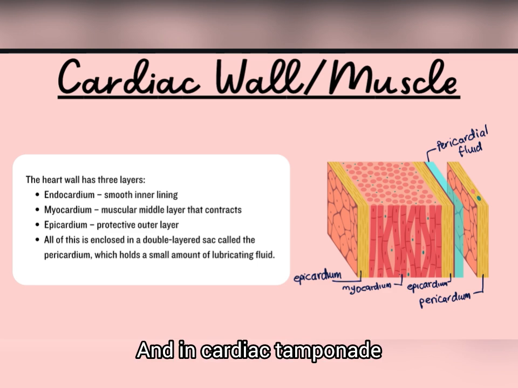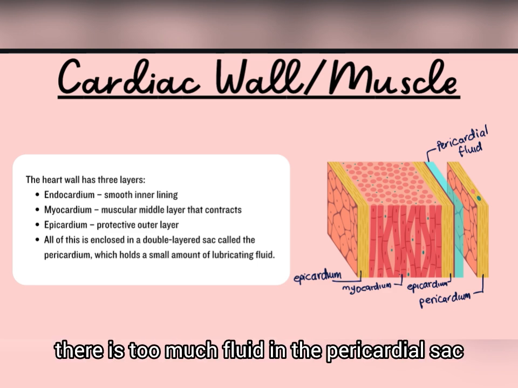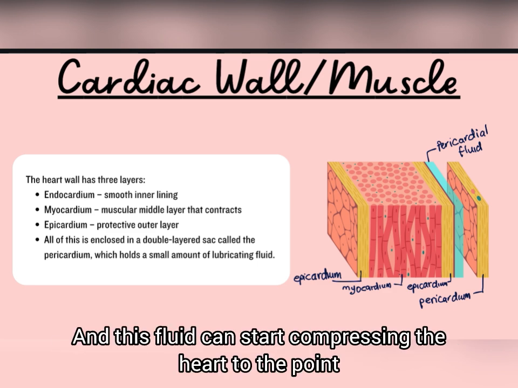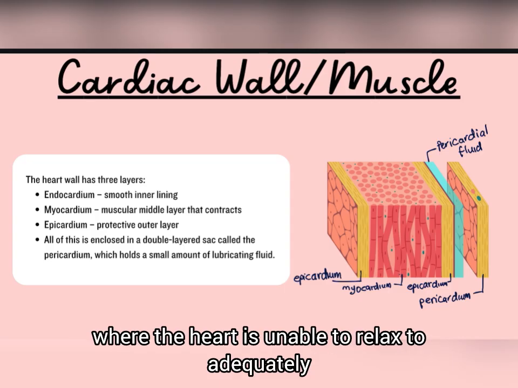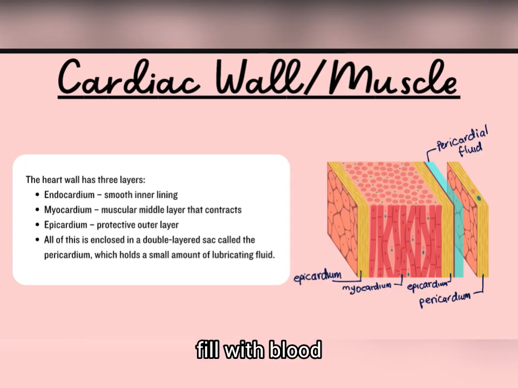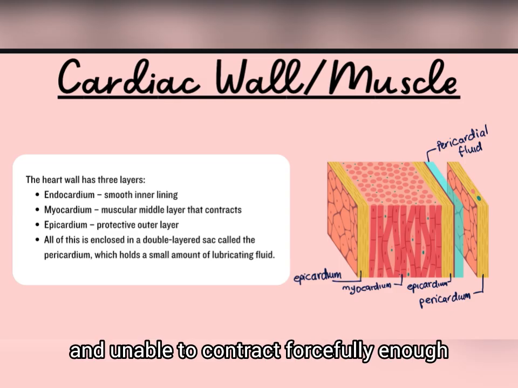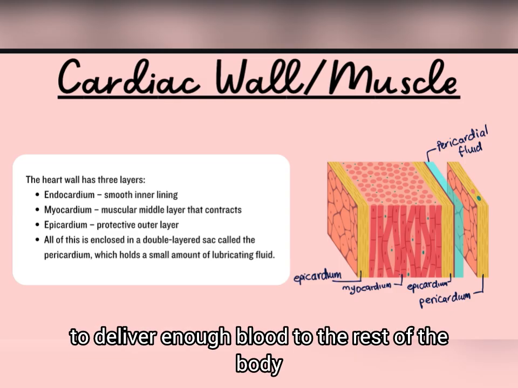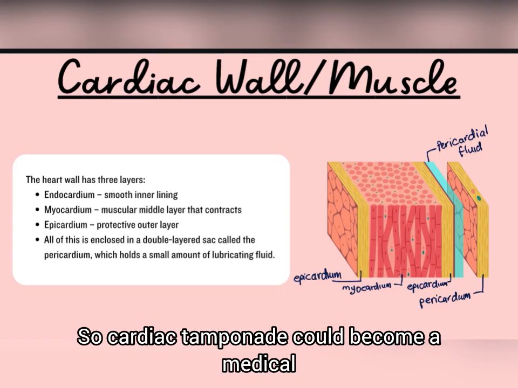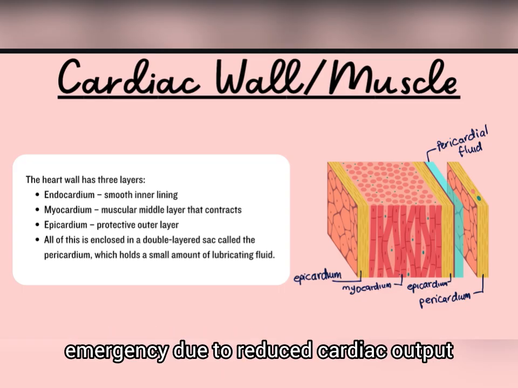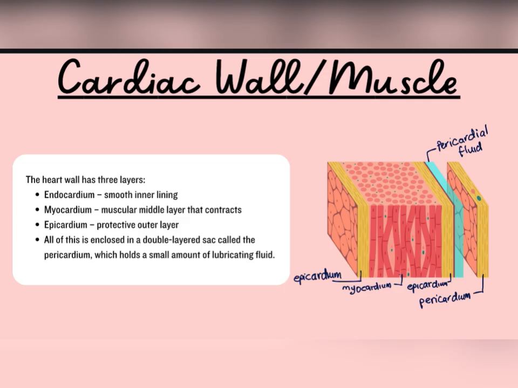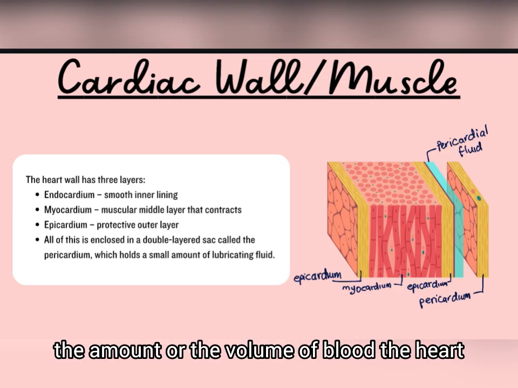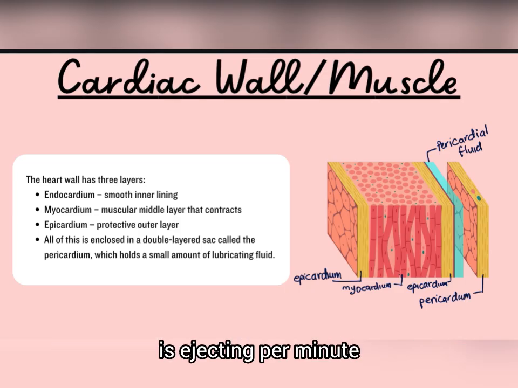And in cardiac tamponade, there's too much fluid in the pericardial sac. And this fluid can start compressing the heart to the point where the heart is unable to relax to adequately fill with blood and unable to contract forcefully enough to deliver enough blood to the rest of the body. So, cardiac tamponade could become a medical emergency due to reduced cardiac output, the amount or the volume of blood the heart is ejecting per minute.